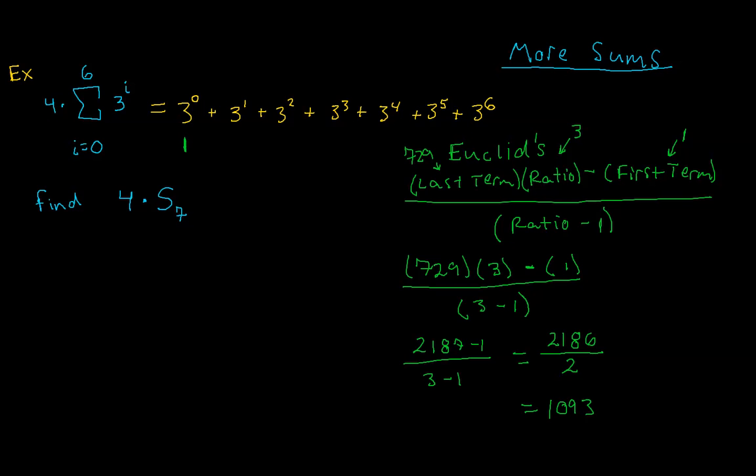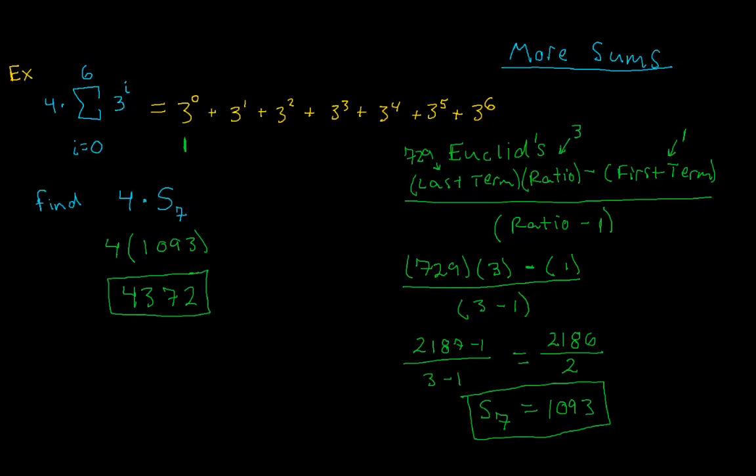Okay, so this again is the sum of our 7 terms. The sum of the 7 terms is 1,093, but I am multiplying that sum by 4. So for 4 times the sum of these 7 terms, I would go 4 times 1,093, and that is going to be 4,372. Awesome. I hope this helps you out with your homework assignment. This will be the final solution right here after multiplying by 4.